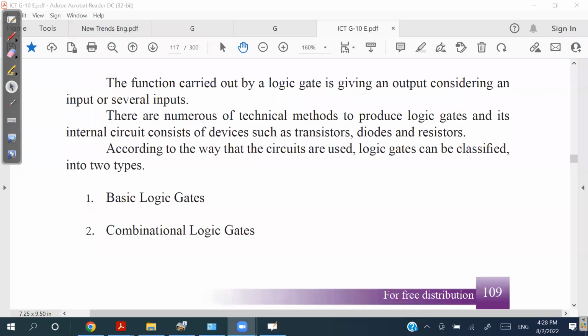A communication problem has happened, people. Can you hear me clearly, everyone? Yes, it's clear. It's clear. Right. Yes, yes, sir.